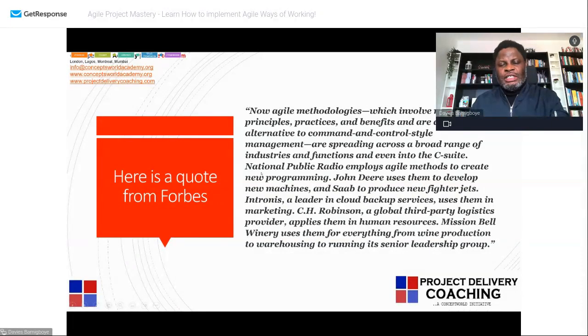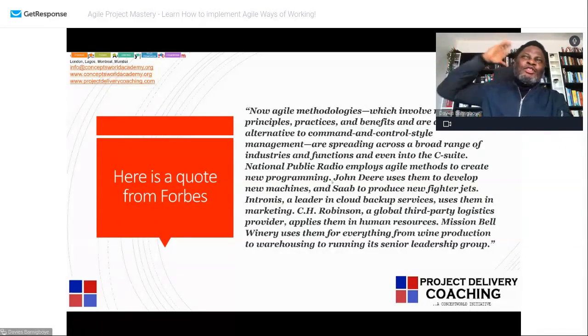For example, National Public Radio employs agile methods to create new programming. Just imagine a radio station using an agile way of working to create new programming very quickly, adapting to situations on the ground very quickly. John Deere uses them to develop new machines. So now the agile way of working is being applied in manufacturing, and Saab uses it to produce new fighter jets. Think about that. Producing jets.